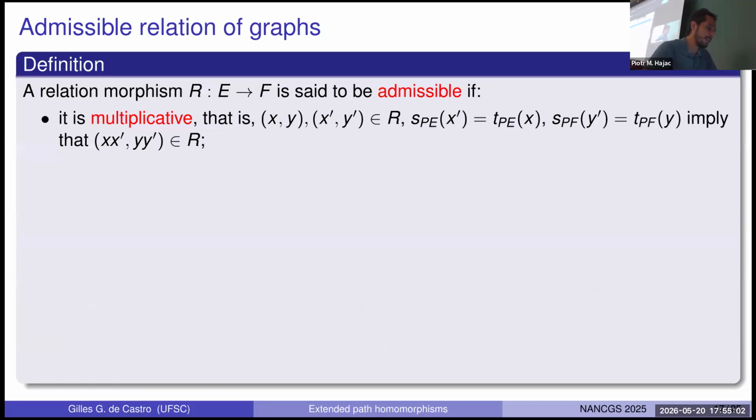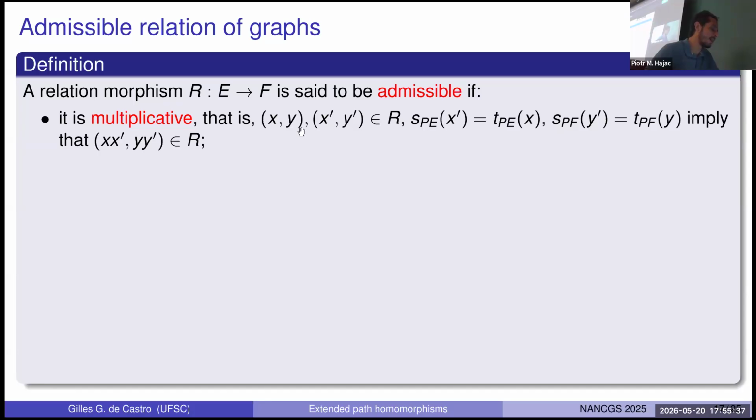Now, it took a while for us to find out the properties that we needed to get a functor from a subcategory of this graph relation morphism. So we need more structure. And then we have this notion of admissible relations. I'm going to give all the properties that we need this relation to satisfy.